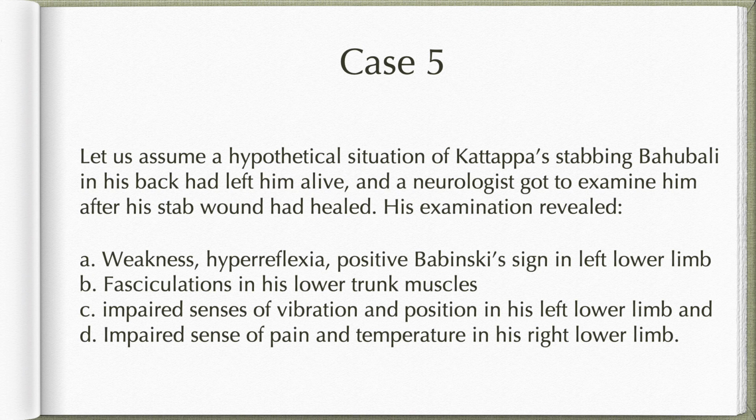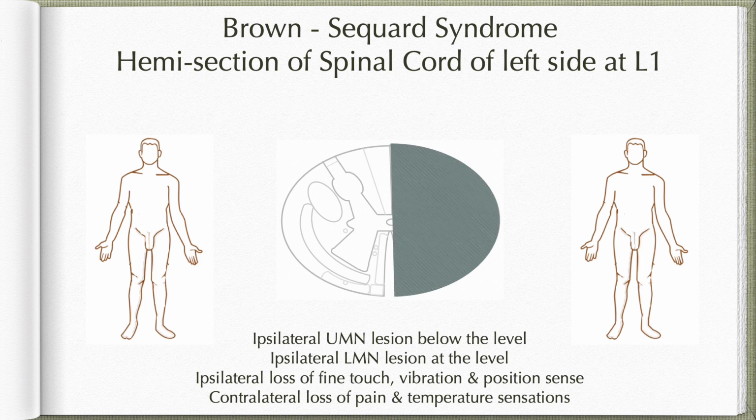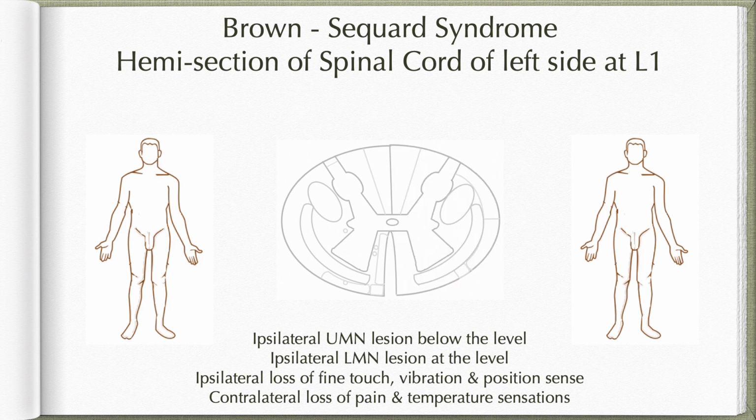So this is a classical case of what we call as Brown-Sequard syndrome, which is due to hemi-section of the spinal cord. In this case, it's at the level of L1. So one half of the spinal cord is severed. So this results into classic 4 features: ipsilateral upper motor neuron lesion below the level. Because this is at the level of L1, it is seen as upper motor neuron lesion in the lower limb of the same side.